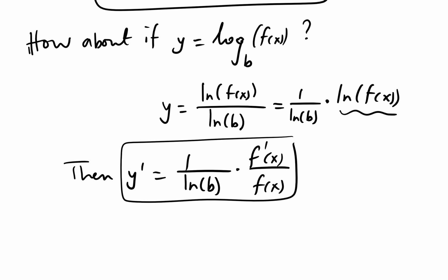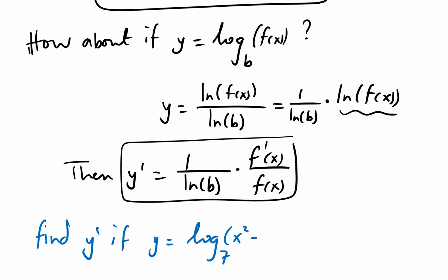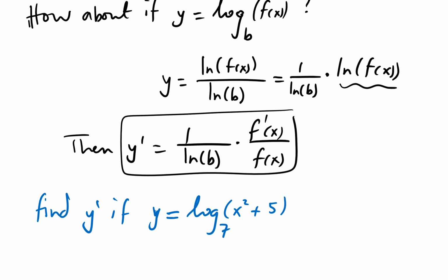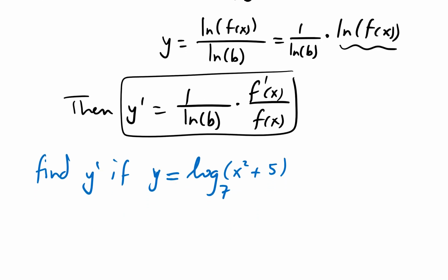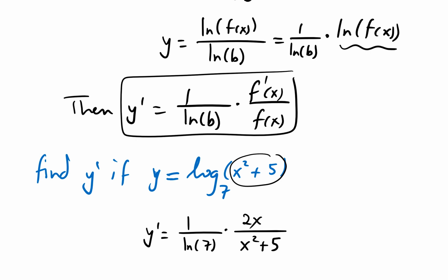So find y prime if y equals log of something. So the formula says 1 over natural log of the base times the derivative of this, which is 2x over itself. That's it. You can leave it like this.